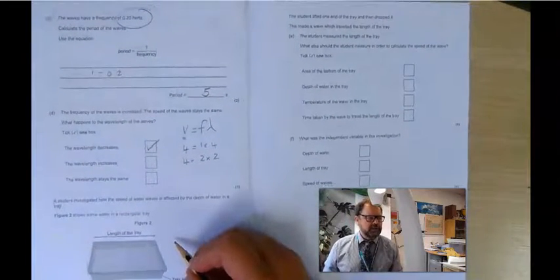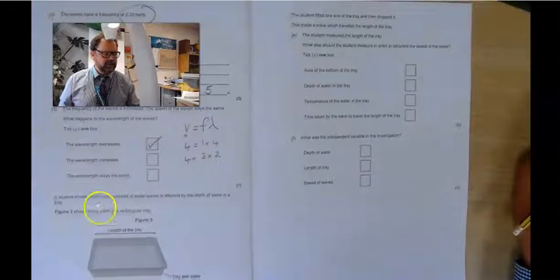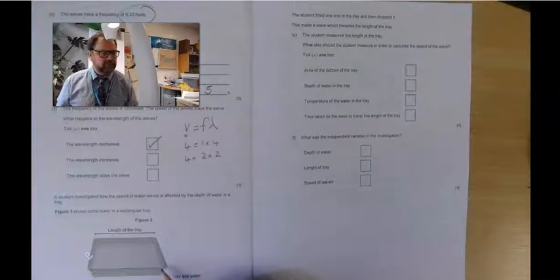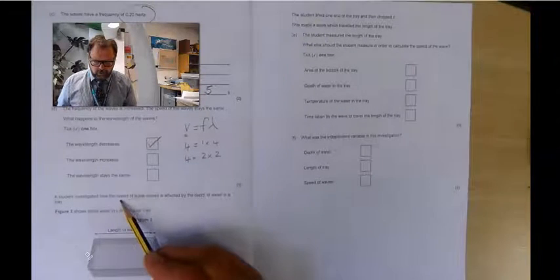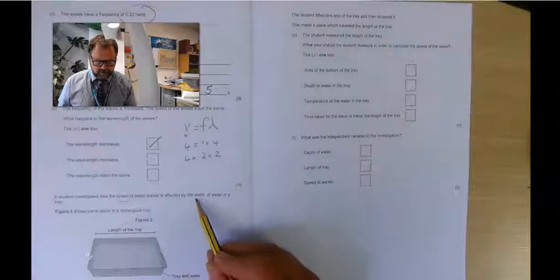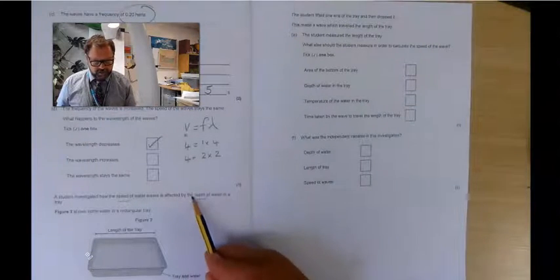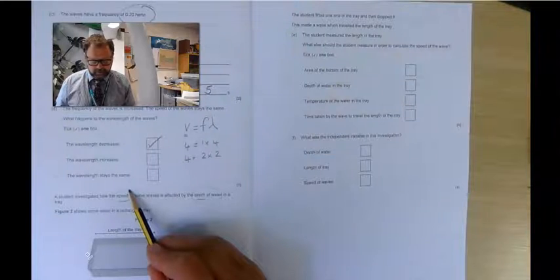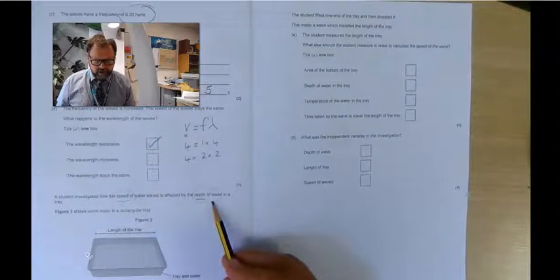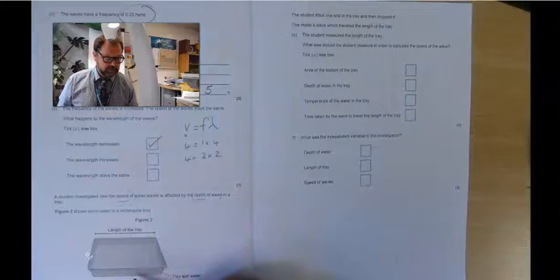Okay, to get the next question here, we want to be looking in detail at the information about this investigation. It says a student investigates how the speed of water waves is affected by the depth of the water. So we're saying, I want to change the depth and see if it changes the speed. I'm going to change the depth. I'm going to measure the speed, and here's some apparatus.